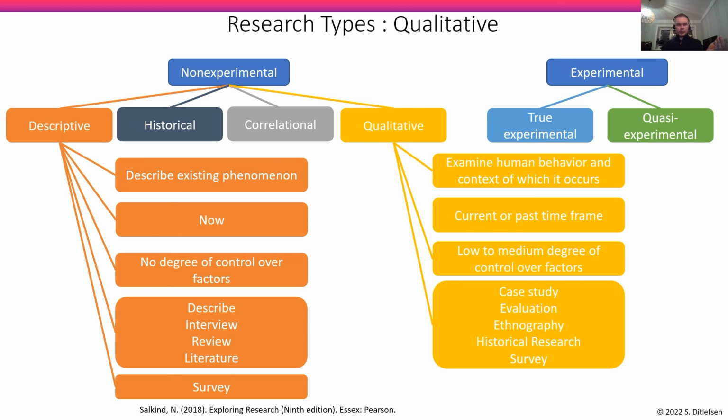Descriptive, we are describing something, we don't have any degree of control, while qualitative, we have low to medium control. Descriptive is describe, interview, review, literature, survey. Qualitative is case study, evaluation, survey. Both use surveys. So the main difference is descriptive describes something, while qualitative examines human behaviors. These are very important to know.